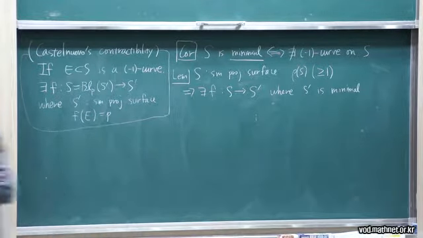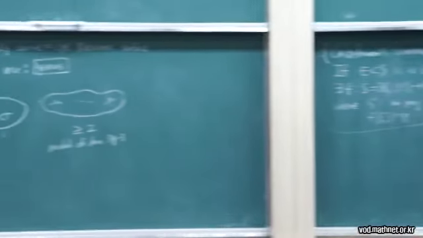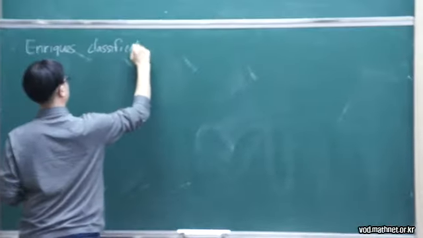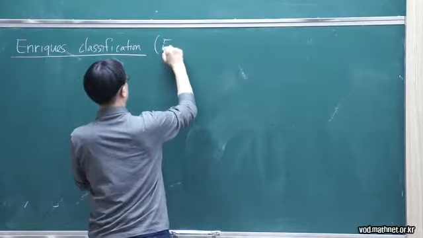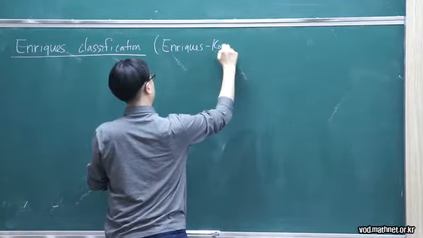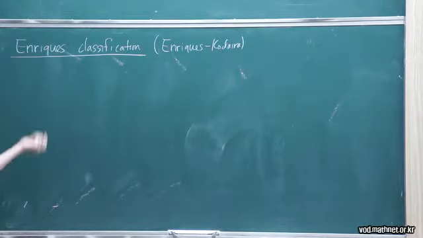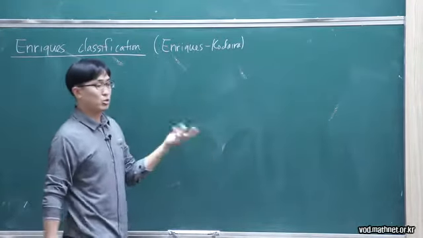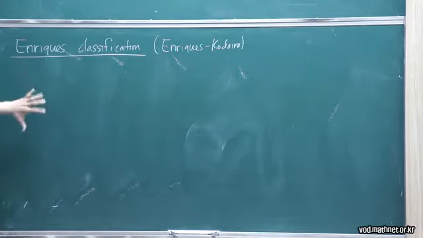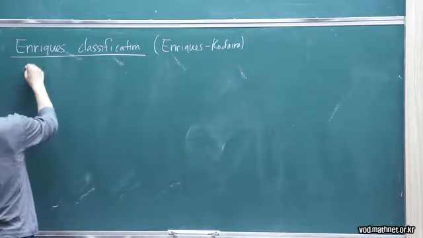So actually, this classification was already done, and this is called Enriques classification. Sometimes it is called Enriques-Kodaira. But Kodaira classified all compact complex surfaces, so Kodaira's classification includes some non-algebraic ones too. But here I'm going to write down only algebraic ones. Okay, so the statement is like this.